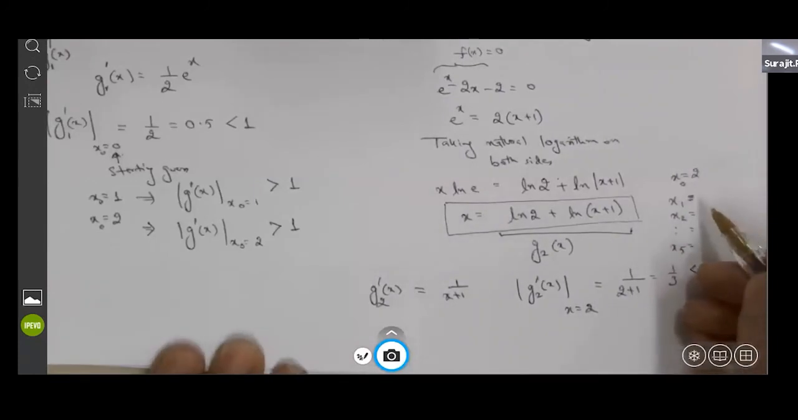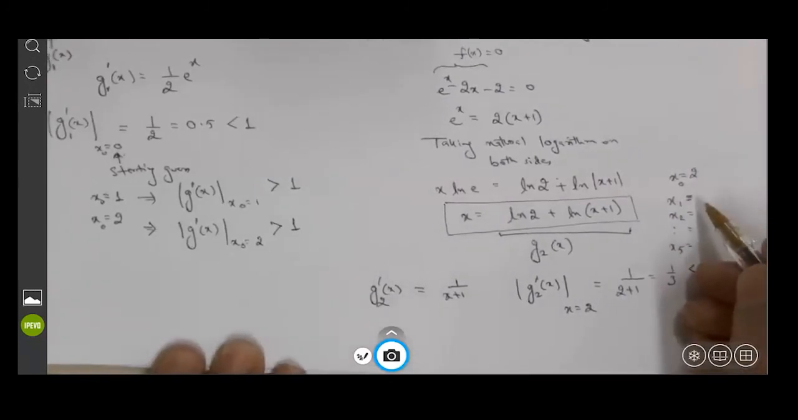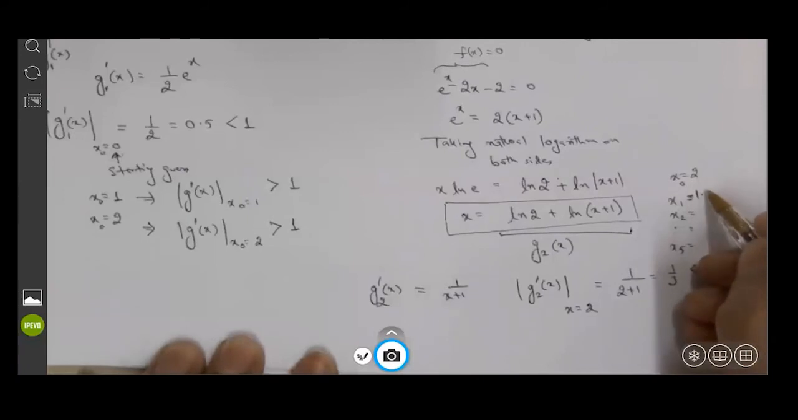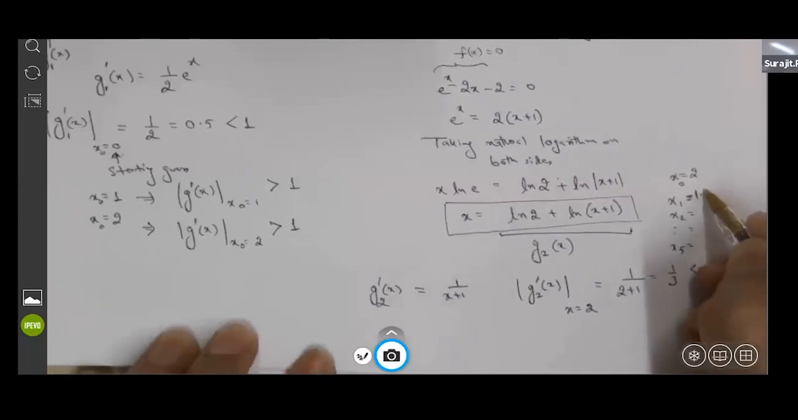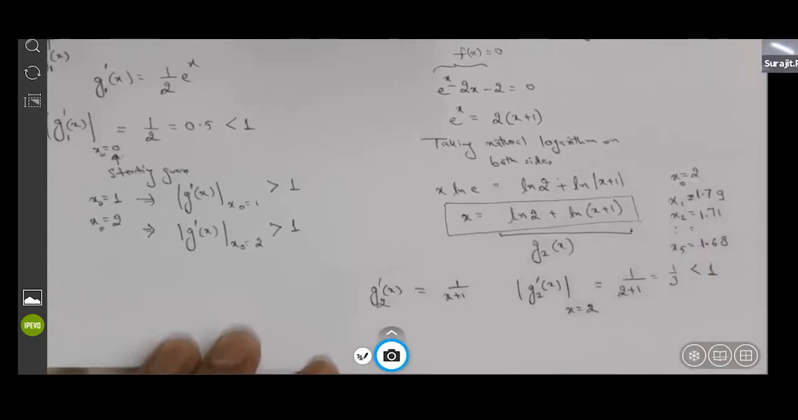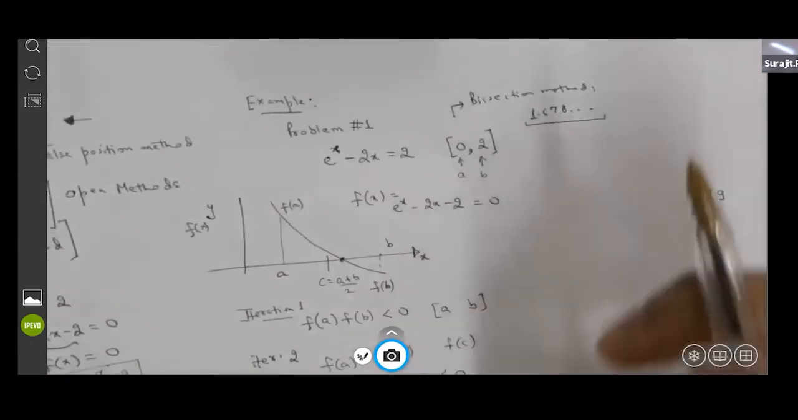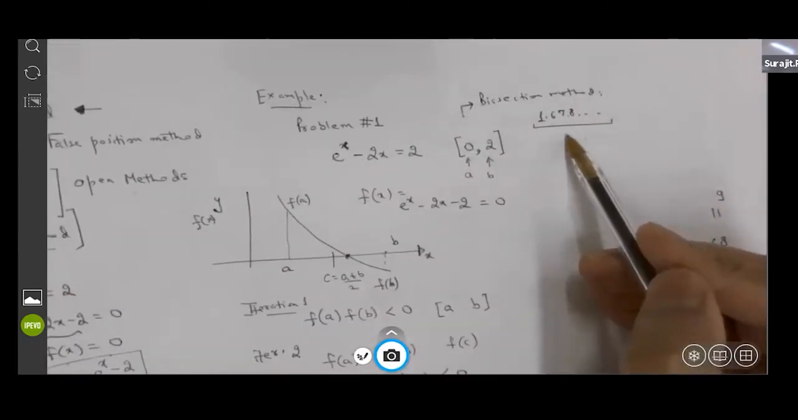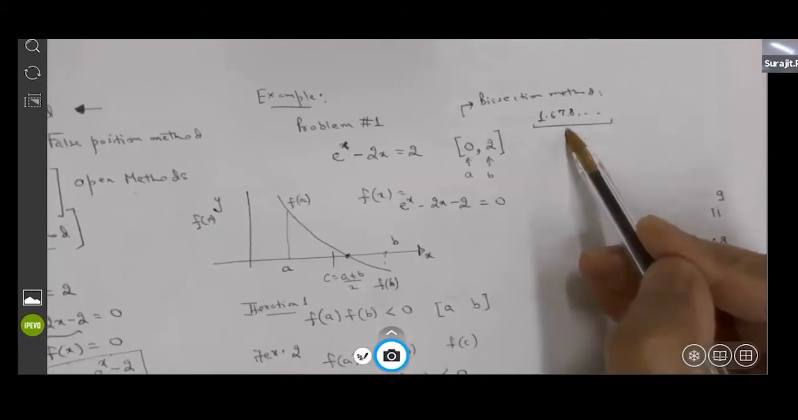What is x1, guys? 1.79. What is x2? 1.71. And what is x5? 1.68. And now you see, basically you are going to get this root. You see what I'm saying?